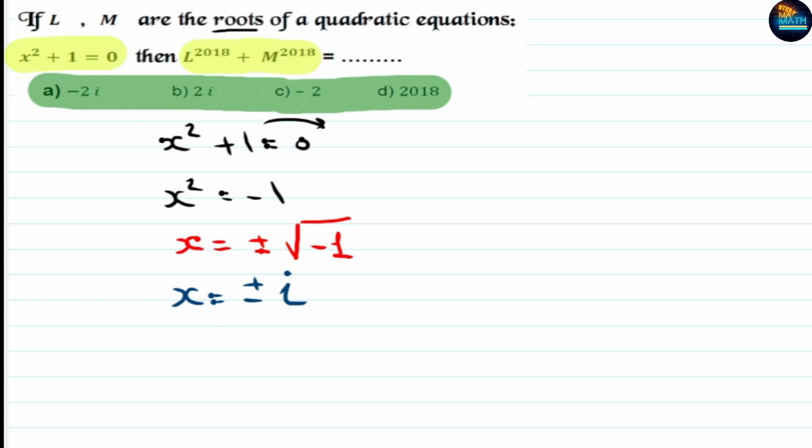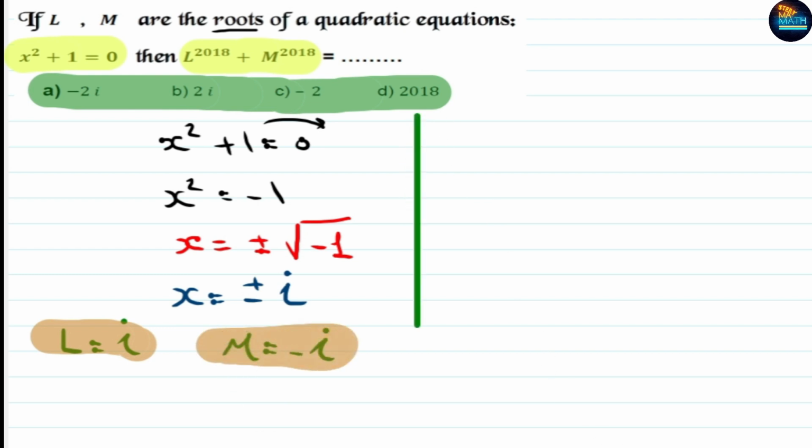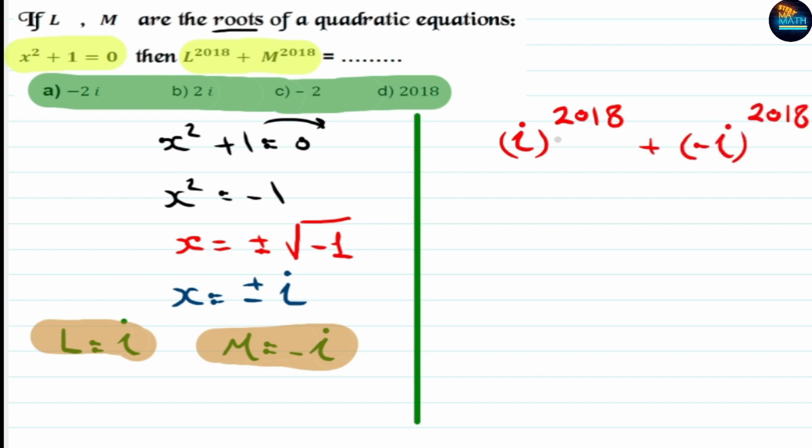That means the first root is positive i, which is L, because the roots are L and M, as I mentioned in the question. So L is equal to i, and M is equal to negative i, which is the second root. All right. Now, what is the question? The question is to find L to the power of 2018 plus M to the power of 2018. So L, which is i to the power of 2018, plus M, which is negative i to the power of 2018. But how do we get i to the power of 2018?